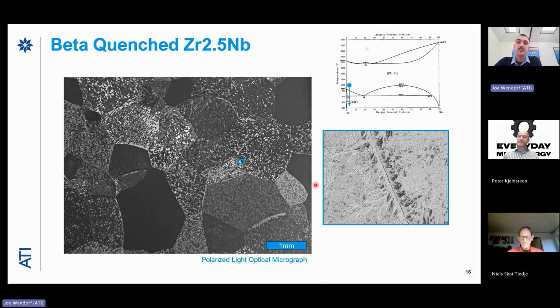Also, ATI doesn't do the actual extrusion. We have a customer who does the extrusion. There's a complicated supply chain here, but this is the structure of the material when it leaves ATI.